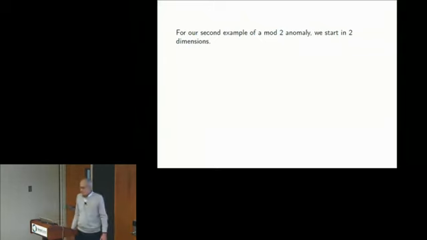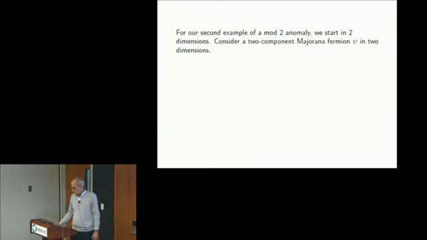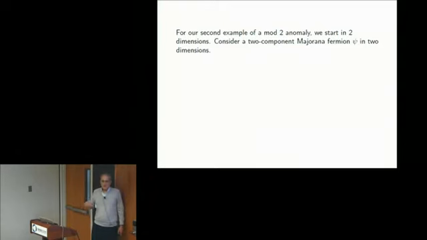Now, for our second example of a mod 2 anomaly, we're going to start in 2 dimensions. And we're going to study a 2-component Majorana fermion in 2 dimensions. So if you don't know the jargon, the group spin 2 has a 2-dimensional real representation. So we are studying a fermion that is a 2-component real object. It lives in the 2-dimensional real representation of spin 2.